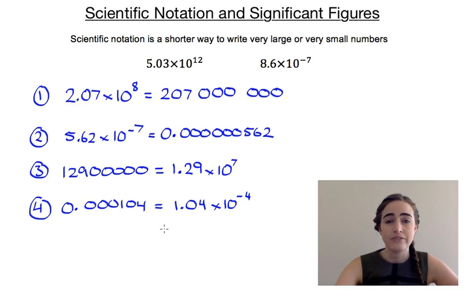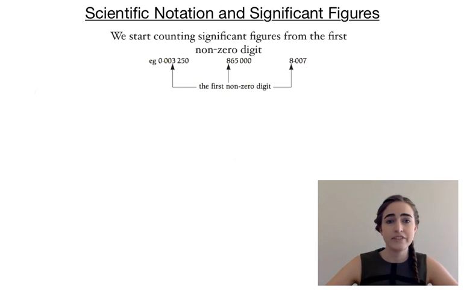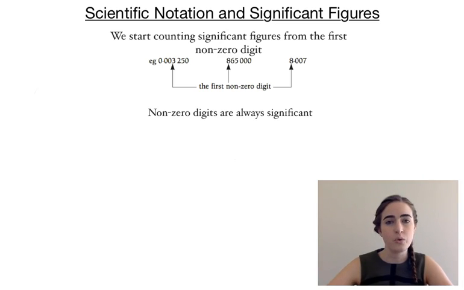Now we want to have a look at significant figures. Okay, so when we're talking about significant figures, there's four rules that we need to remember. The first one is that we start counting significant figures from the first non-zero digit. So in these three examples underneath, even though we've got these zeros here, that 3 is the first significant figure. The zeros are just holding the place value. That 8 is the first significant figure in this number, and the 8 is the first significant figure in this number as well. The second rule is that non-zero digits are always significant. So anything that's in there that's not a zero is counted as a significant figure.